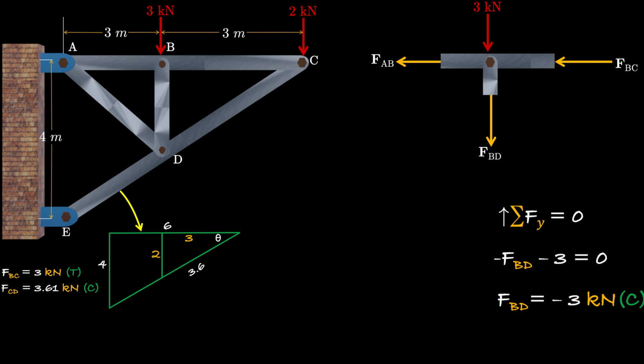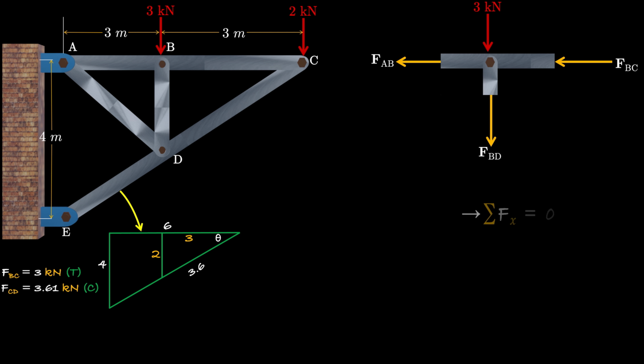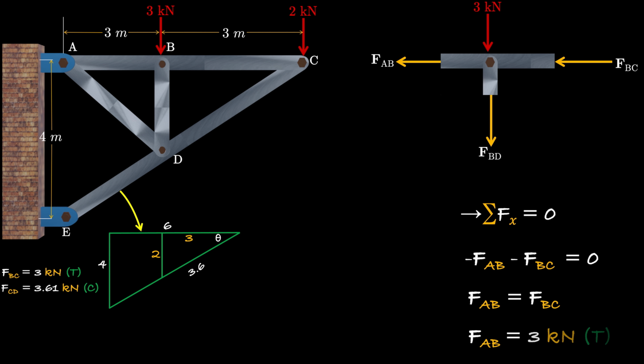Now we have to find FAB. To find FAB, we're going to write our static equilibrium equation along the x-axis, and I'm going to take the right side as positive, right? So we have negative FAB and also negative FBC, because they're going opposite to my direction, to my right side. So it's going to be negative FAB minus FBC. Now it's a matter of making FAB the subject of the formula, because we already have FBC and we said it's 3 kilonewtons and it's a tensile force, so that means we have to put a positive. So FAB and FBC should be equal, and if you substitute, we're going to see that FAB is also a tensile force and it's 3 kilonewtons.